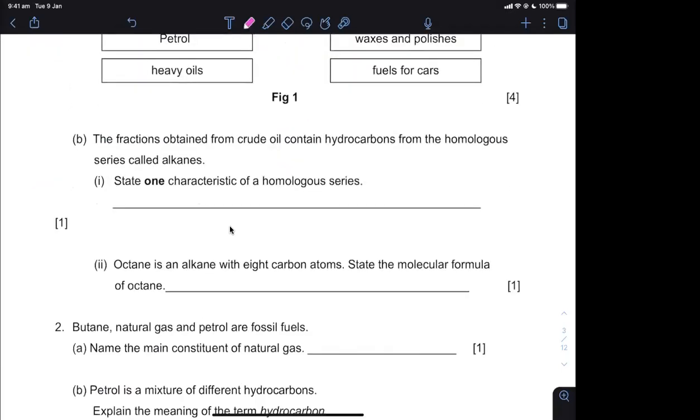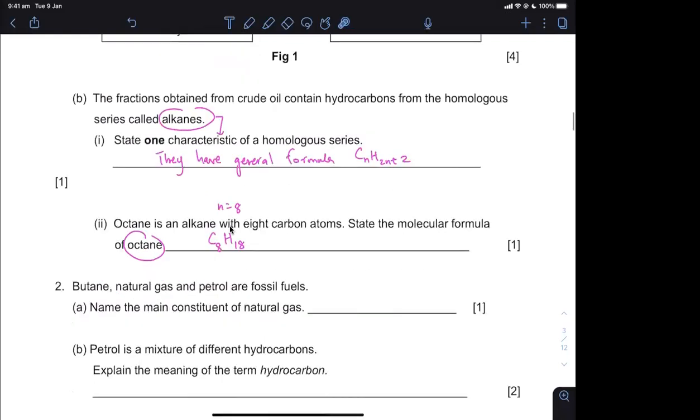Okay, step 1, characteristic of a homologous series. If it is alkane, they have a general formula. So very obvious, show the examiner you know what you're talking about. Alkane has general formula CnH2n+2. Well, you want octane, so n equals 8. So C8H18, because 8 times 2 is 16, plus 2 is 18.